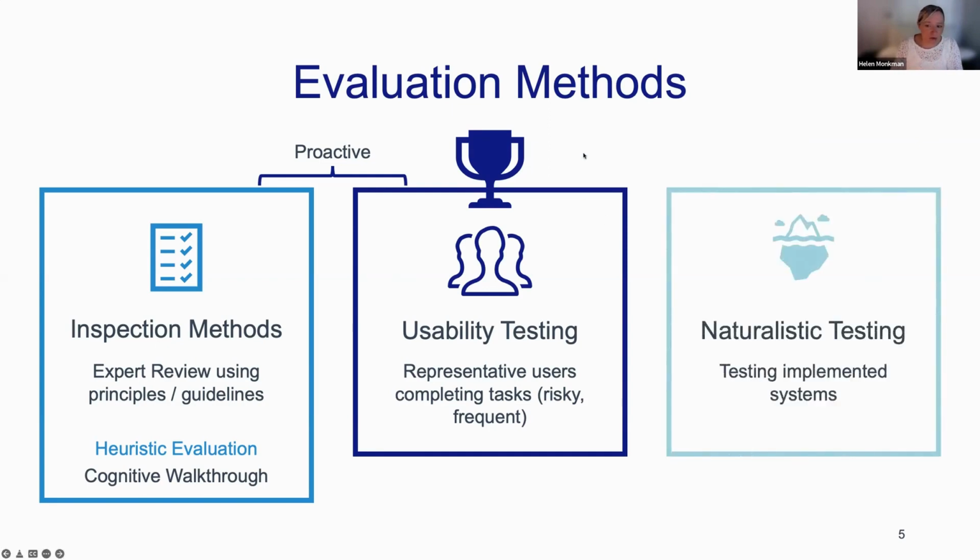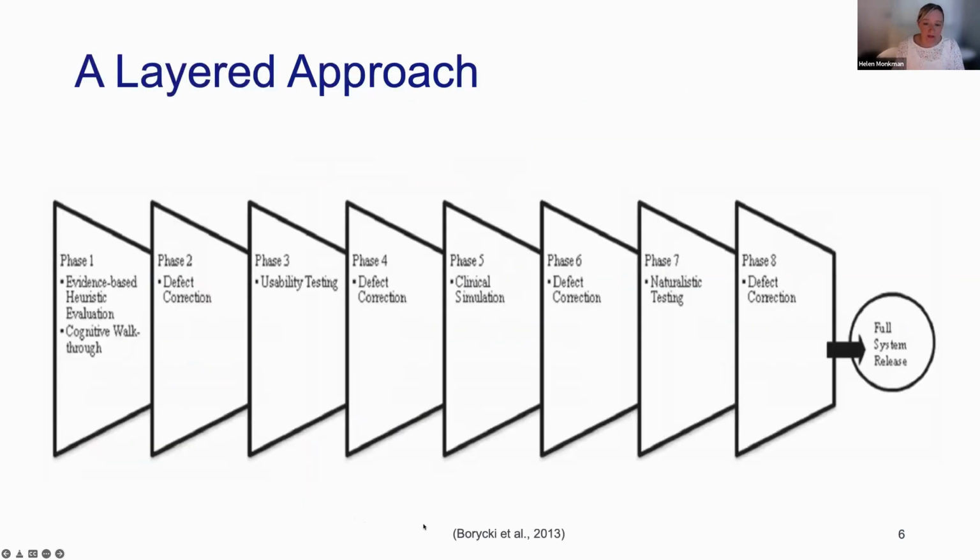And then we can also do naturalistic testing. So once something has been released out in the wild, we can also study how it's working. But ideally, we want to be proactive and get a lot of the bugs and kinks out of the system before we release it. So this also comes from some of Dr. Baricki's work, where would we do a heuristic evaluation? Well, I'll tell you a couple times.